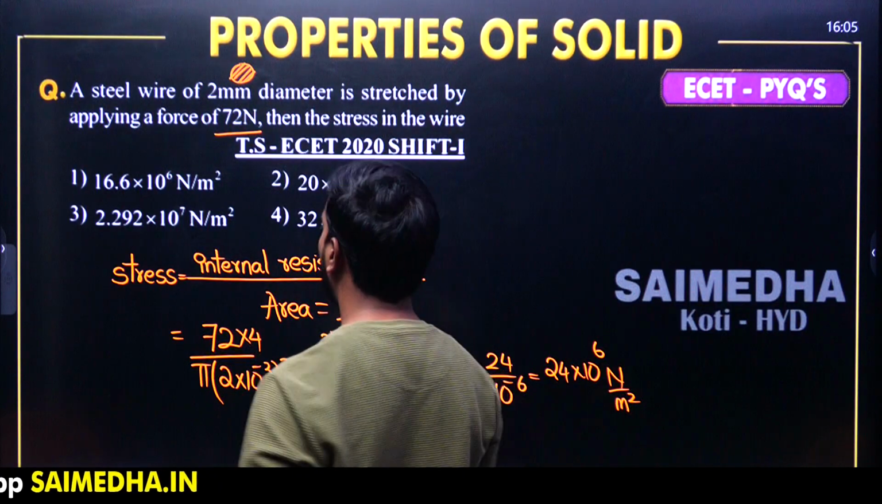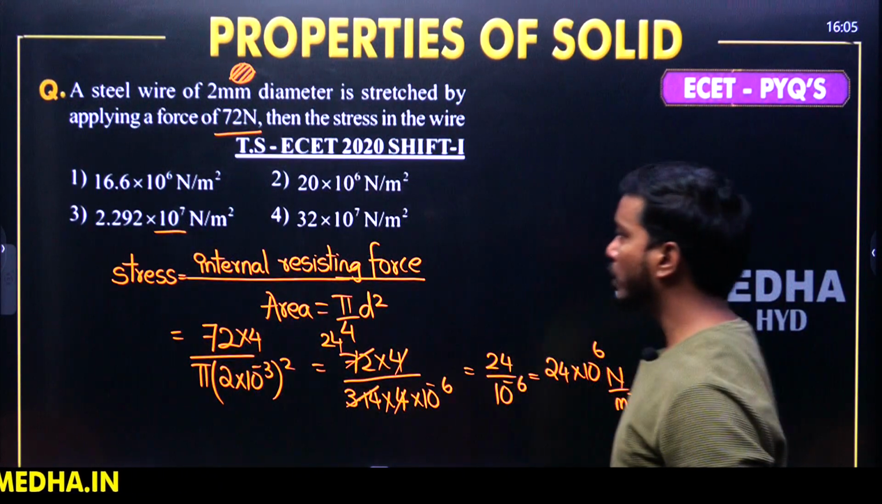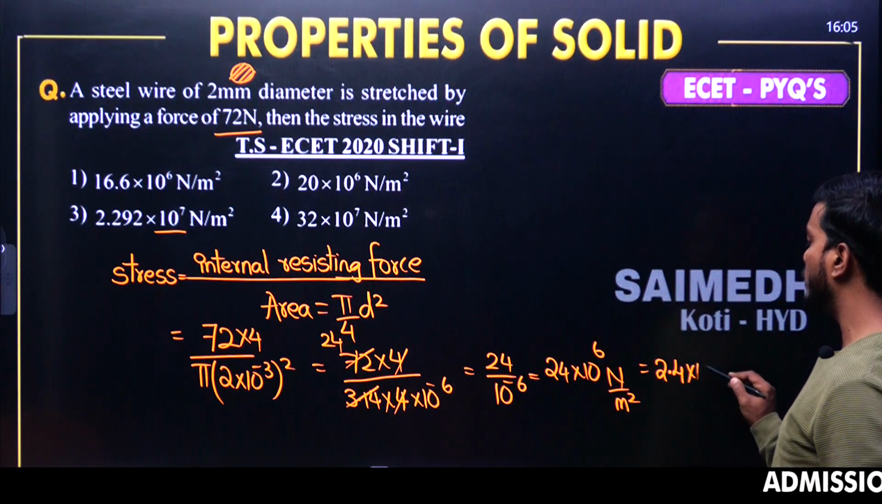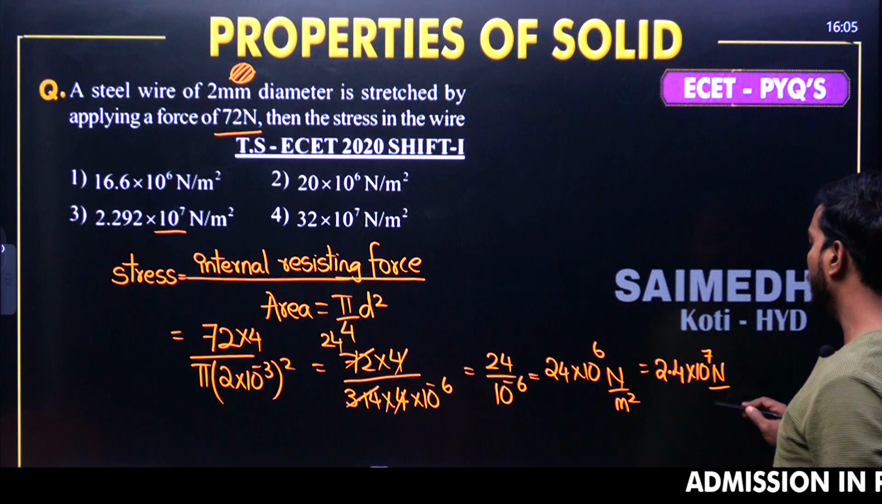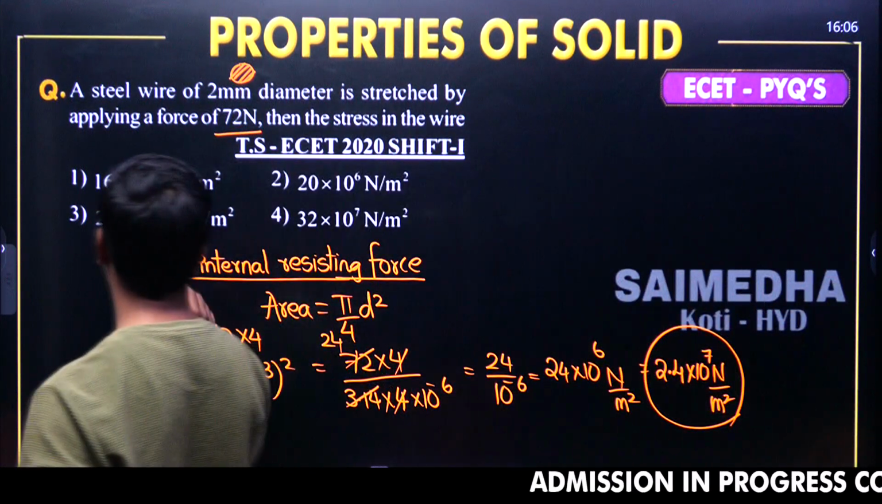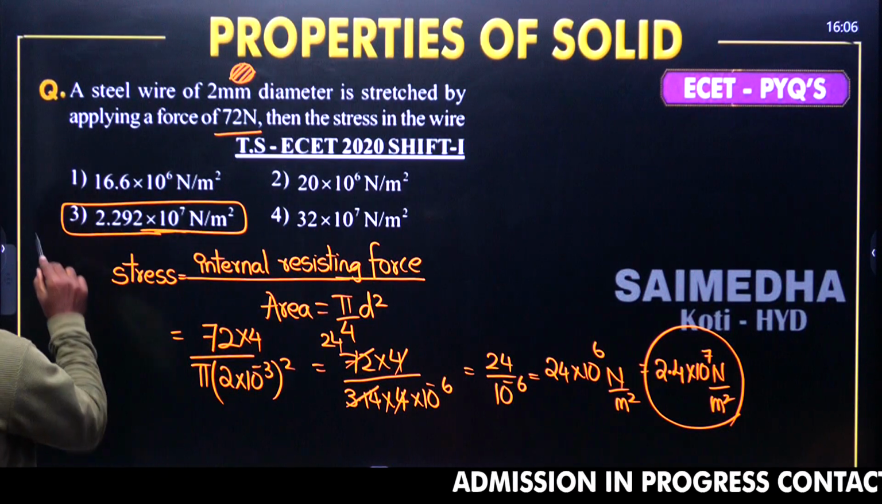If you see the options we are having here 10 to the power 7. So I can write this value as approximately 2.4 into 10 to the power of 7 Newton per meter square. So the nearest value to 2.4 into 10 to the power of 7 is given in option number 3. Go through it.